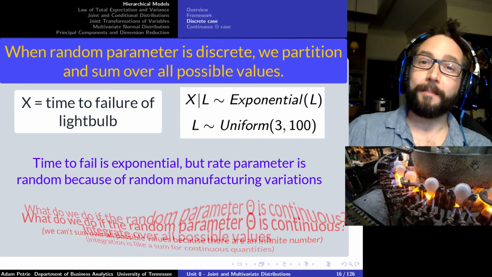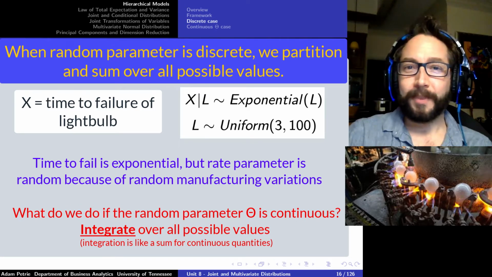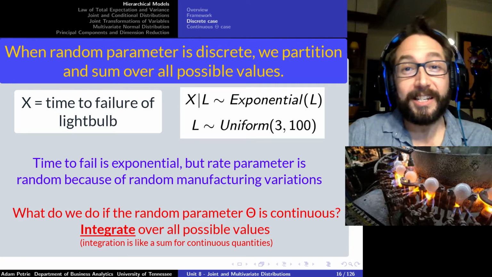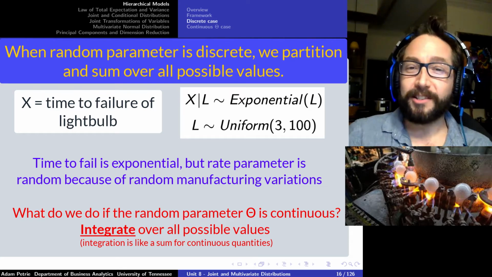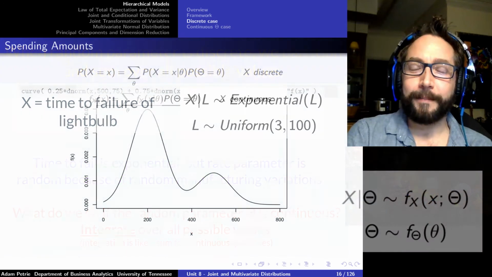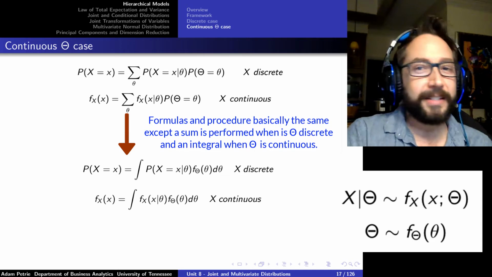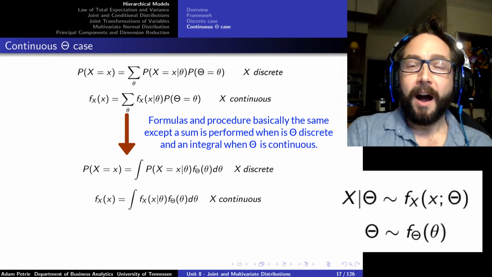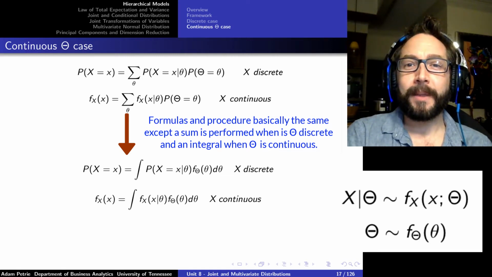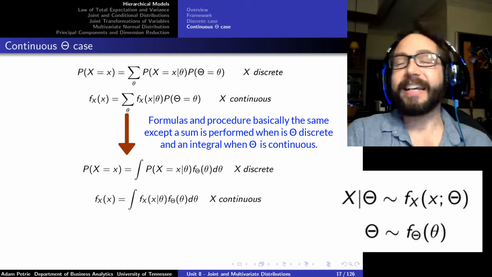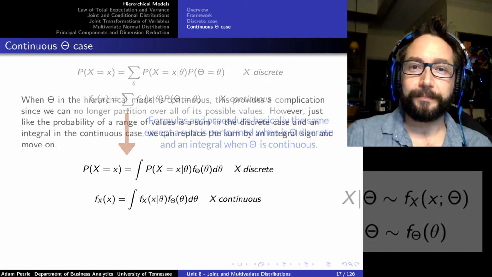Well, instead of doing a sum over all the possible values of that random parameter, we're going to replace the sum with just an integral. Much like what we did when moving from the discrete world to the continuous world for probability distributions, whenever we go from discrete to continuous, we're always replacing sums with integrals. But it's the same overall idea. If I want the marginal distribution of capital X, the probability distribution of X all by itself, disentangled from that random parameter, I'm going to partition over all the possible values of that random parameter. But instead of summing over all the possible values, I'm going to integrate over all those possible values because I have a continuum of possible values.